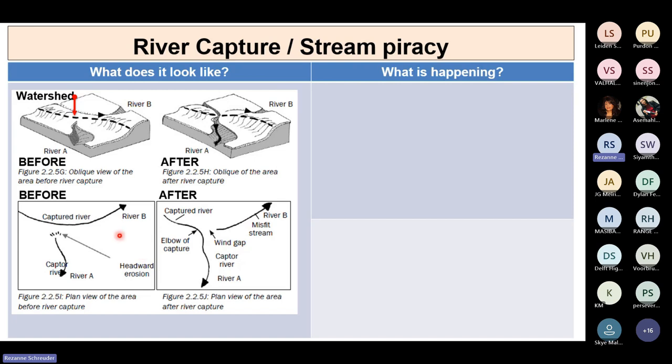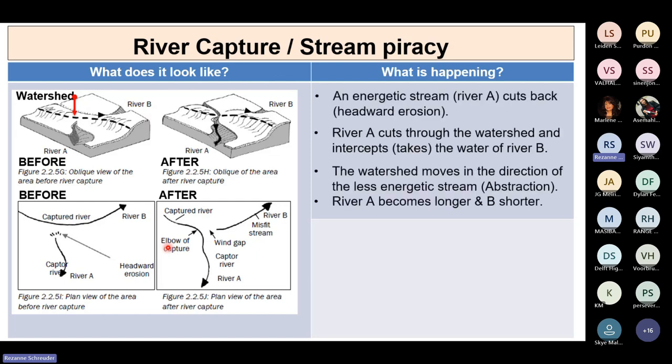So figure 2.2.5G, they tell us it's the oblique view of the area before river capture. Now, you don't need to know oblique and plan view. That's got nothing to do with answering the questions. You need to know that this diagram was before the river got captured, and this is after river capture. Then plan view, basically from the top, the capture river, which is river A, and then the captured river, which is river B over there, right? So what's interesting is if you look at this in your mind, grade 12s, that's basically what you should see. And if you see this diagram, then you should also be able to have a visual of this in your mind.